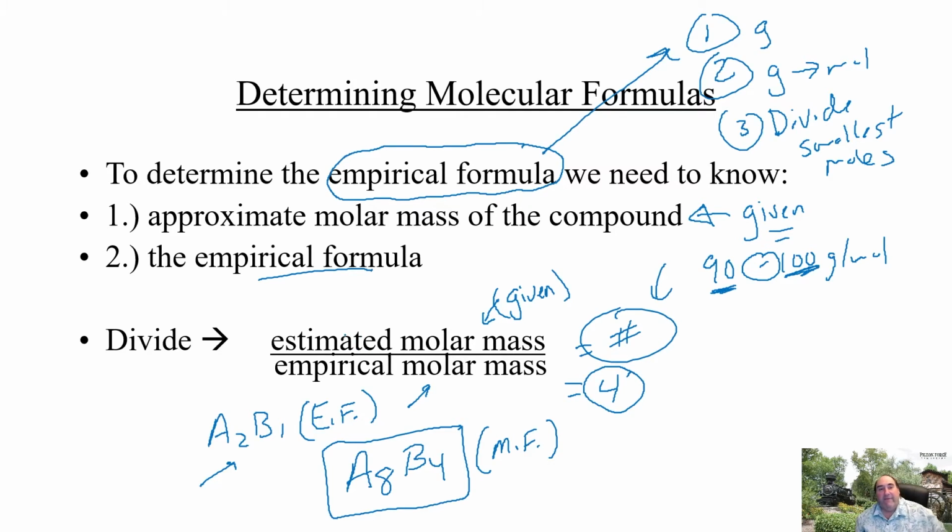So we get a factor, a number to multiply the empirical formula by to calculate the molecular formula from it. So that's what we need here, those three things: the empirical formula, either given to you or you need to calculate it like we've been doing, the molar mass of the empirical formula, and then the molar mass of the compound, which is typically given to you.